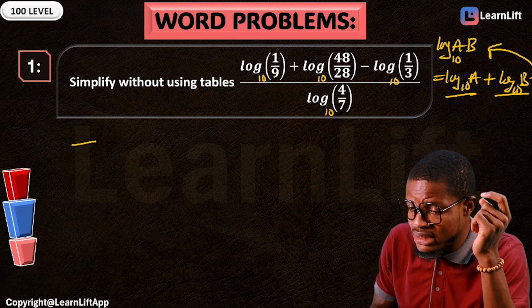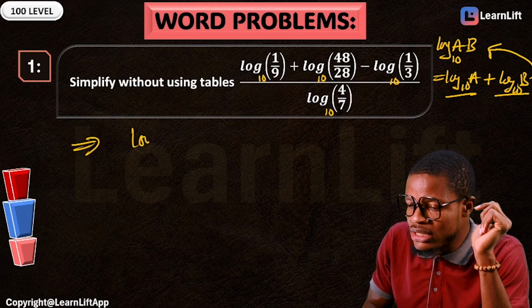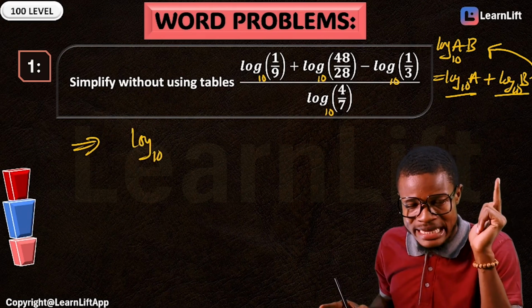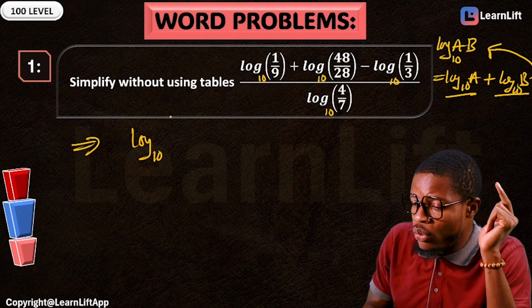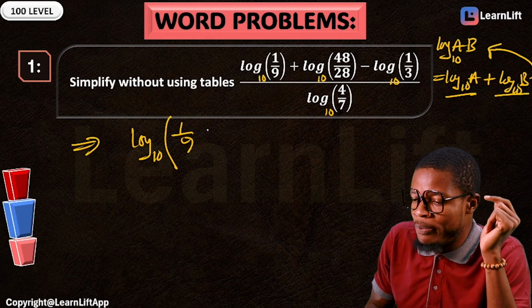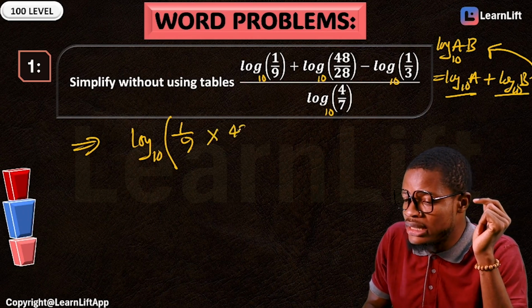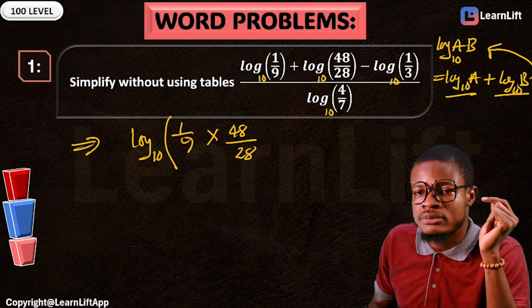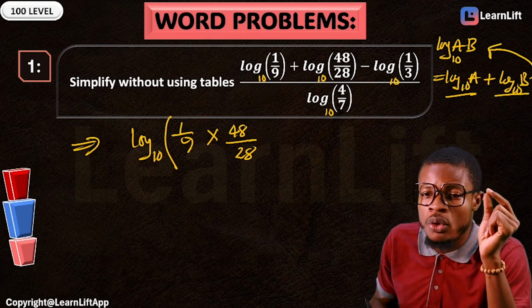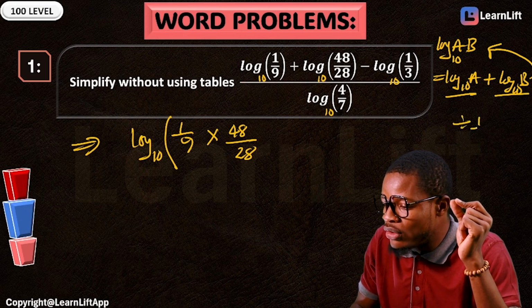Now, follow me very fast. For the numerator, since all of them have log to base 10, I will take the first one, 1 over 9. Since here is plus, what will plus change to? Times. So times 48 over 28. What will minus change to? Divide. So it's going to be divide by 1 over 3.